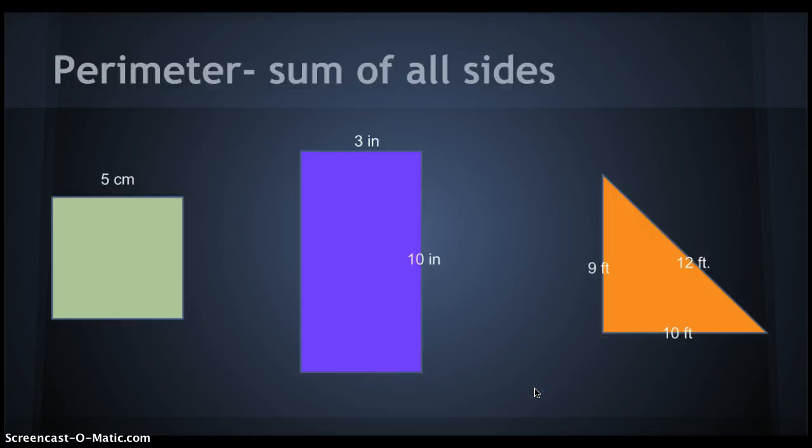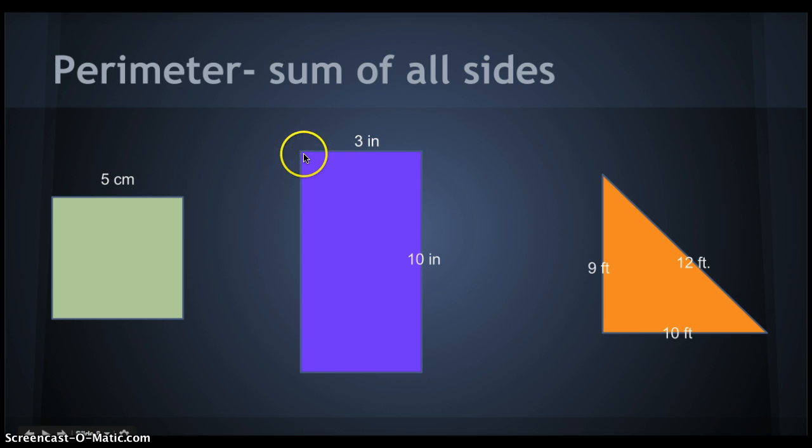Let's try some examples. Perimeter is the sum of all sides. In our first example, we have a square. It is labeled one side is 5 centimeters. Being the mathematicians that we are, we know that a square has equal sides. So therefore, we know that each side is 5 centimeters. All we do is add these up. So 5 plus 5 is 10, plus 5 is 15, plus 5 is 20. The perimeter of this square is 20 centimeters.